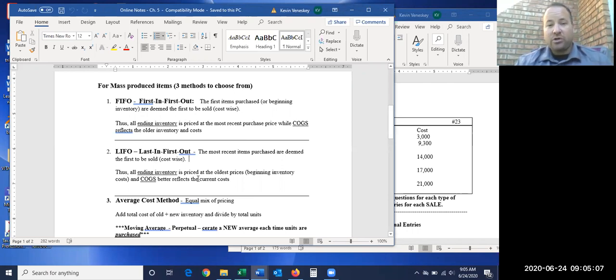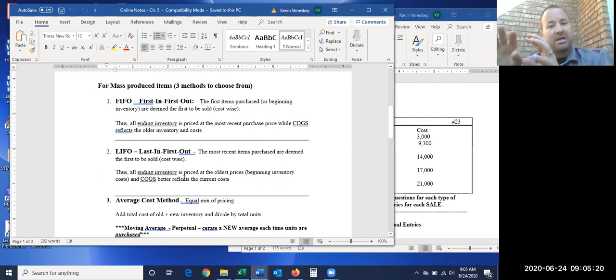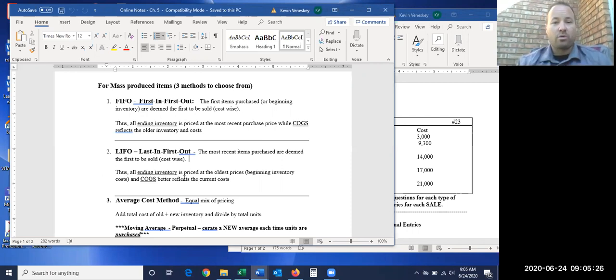Unless you sold through all of your inventory at some point, your ending inventory could be priced from 10 years ago, feasibly. But your cost of goods sold is going to be really up to date because it's going to be the items that you just bought. Those are the items that you're just selling. And so your cost of goods sold is going to be real close to actual, where your ending inventory may not be so much.